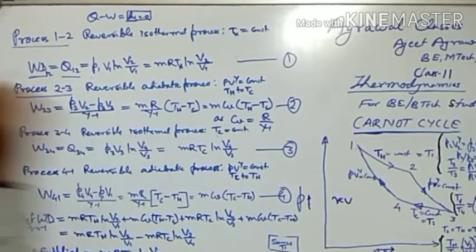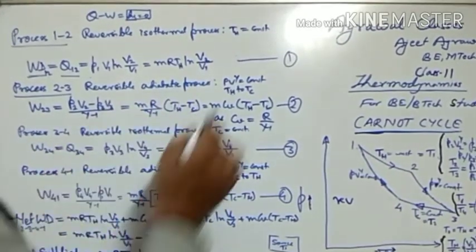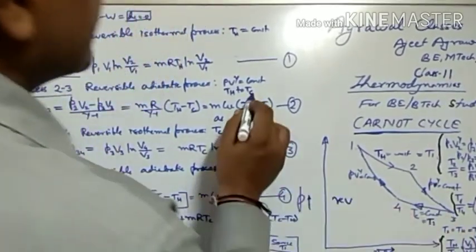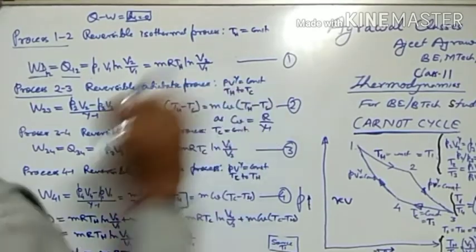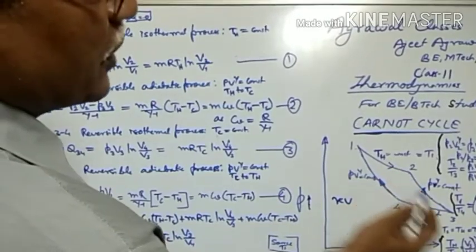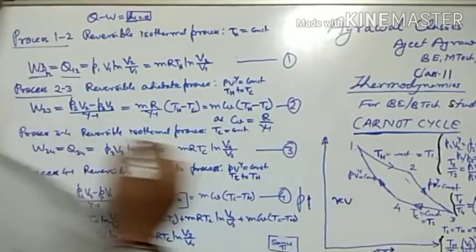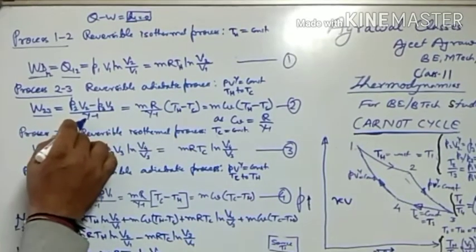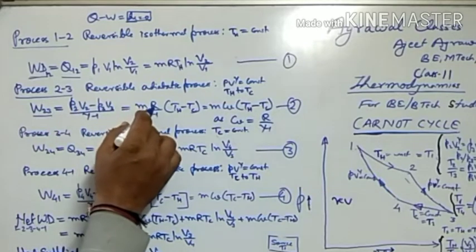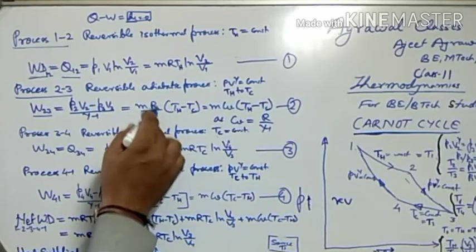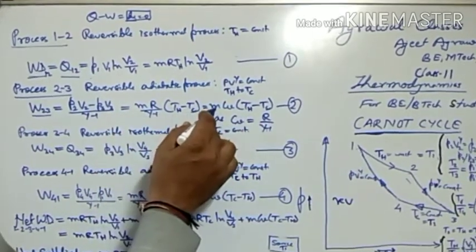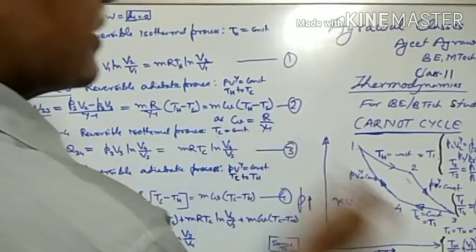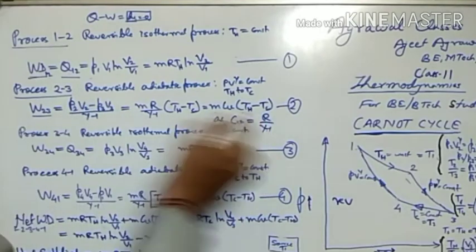Now let us consider the process 2-3. The 2-3 process is a reversible adiabatic process where PV to the power gamma is constant, and the temperature at point 2 is TH and at point 3 the temperature is TC. So the expansion is taking place from TH to TC. The temperature drops and the pressure drops from P2 to P3, and volume increases from V2 to V3. In this case, the work done for the process 2-3 is given as P2V2 minus P3V3 upon gamma minus 1. This can be written as mR upon gamma minus 1 into TH minus TC. As we know that R upon gamma minus 1 is CV, this can be substituted as mCV (TH minus TC), where TH is the temperature at point 2 and TC is the temperature at point 3. So this is the work done during the process 2 to 3.